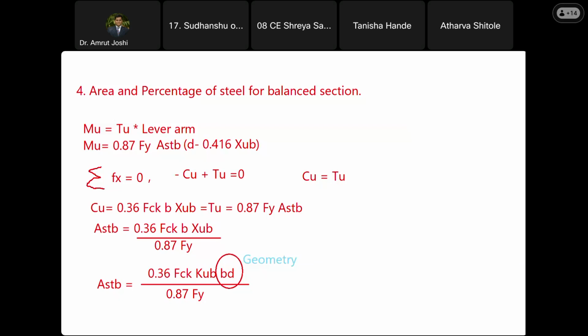This is dependent on geometry. And what can you say about the remaining terms? FCK is the characteristic compressive strength of concrete. KUB is the neutral axis factor, which depends only on grade of steel. It doesn't depend on grade of concrete. FCK is the factor which depends on grade of concrete, and Fy is the factor which depends on the grade of steel, isn't it? So what can you say about these three terms? They are dependent on the material. Happy?